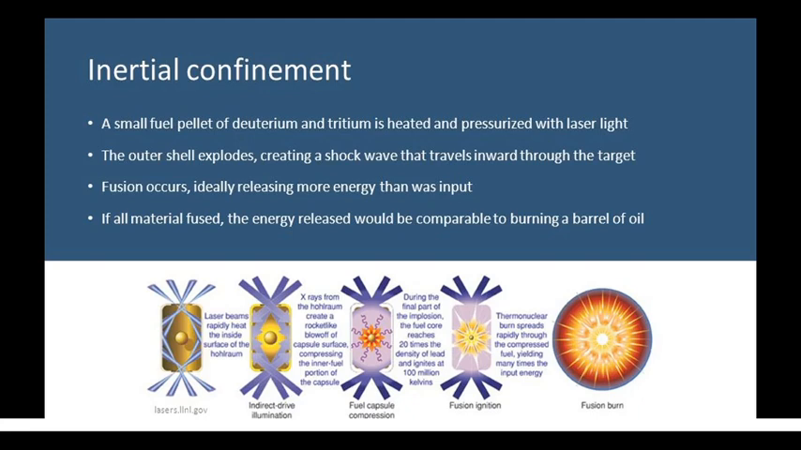So those are the two types of confinement methods. The magnetic confinement method, in which the fusion reactor is known as tokamak, and the second one is the inertial confinement method, in which deuterium-tritium pellets are used to undergo the nuclear fusion process with the help of the laser beam.